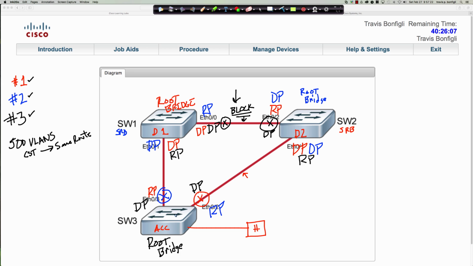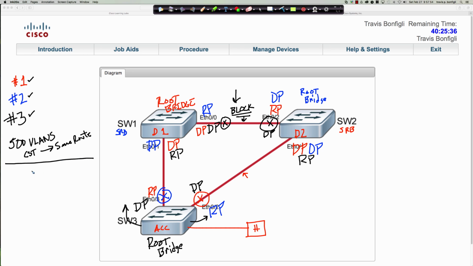So if it was the red topology, and we'll say we're here at the access layer, all 500 VLANs are going to go that way. If we're in the blue topology, all 500 VLANs would forward that direction, assuming that this switch had 500 VLANs on it. And 3 would be the black topology, where it would forward out either of the links, because both of these links are designated ports. Now that's common spanning tree.